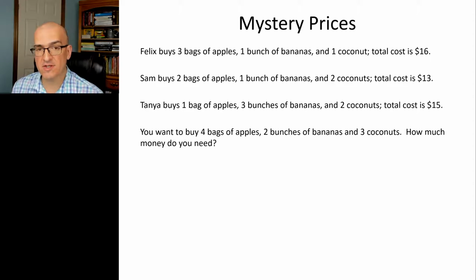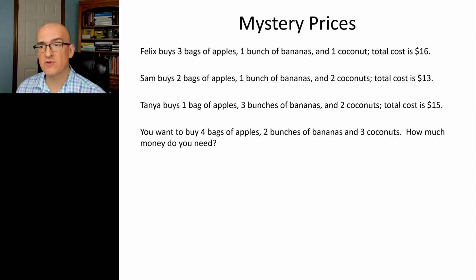With that information, can we find out how much it would cost us if we went in with a 4th grocery list? 4 bags of apples, 2 bunches of bananas, and 3 coconuts. Can we determine that information even though we don't know how much each of those 3 objects costs on their own? If we did, it'd be really simple, but we don't.